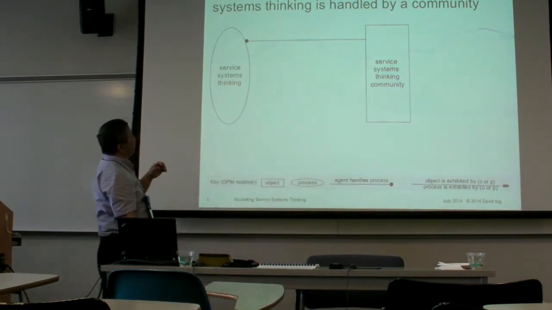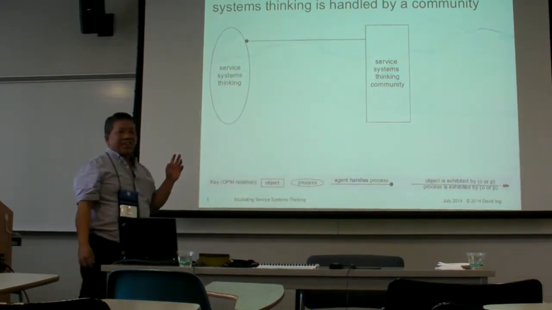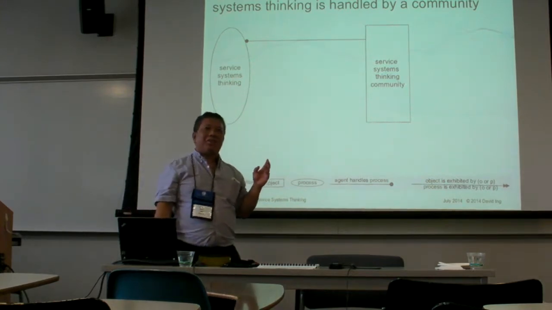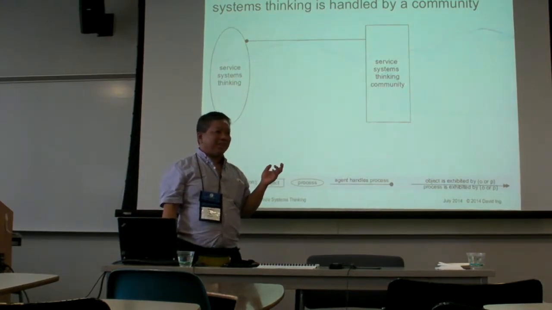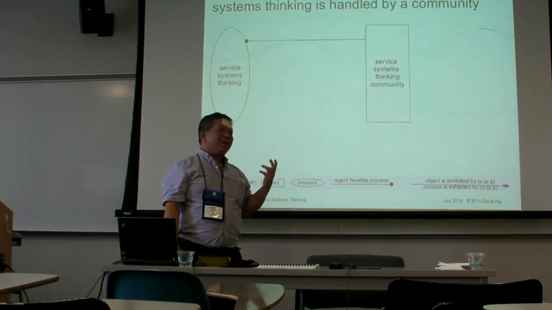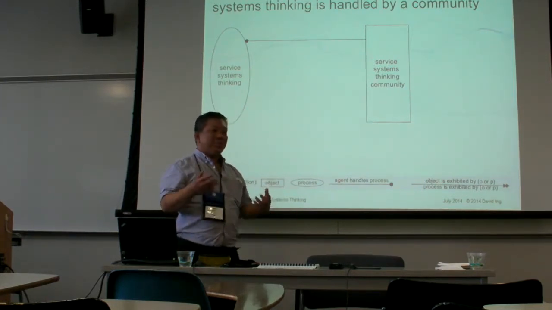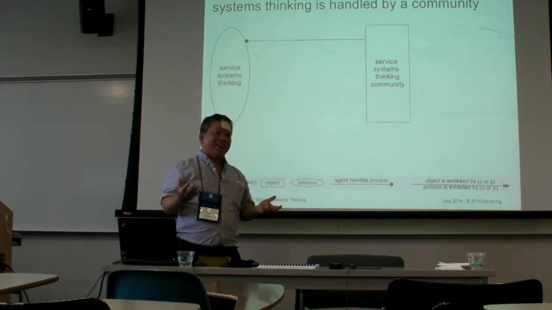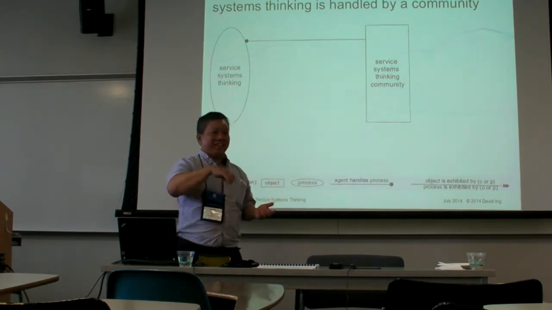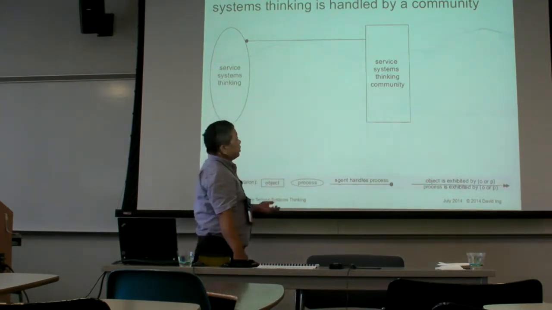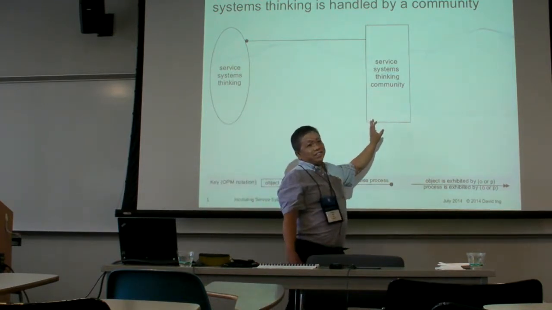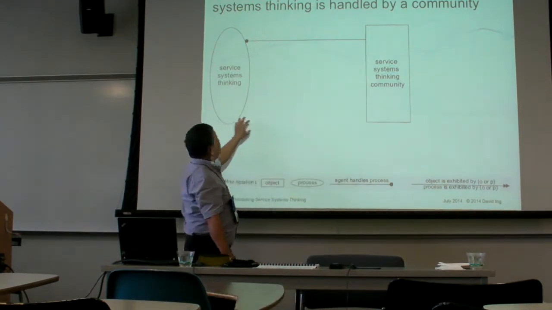So the first thing I did is, okay, service system thinking. Is service system thinking a process or an object? And so, it's actually a process. And so already, to me, this provides value, because it's the first thing I put on the slide. Well, I drew it first as an object. Okay, service system thinking community, object. Great. Okay, so then there's a relation between them.